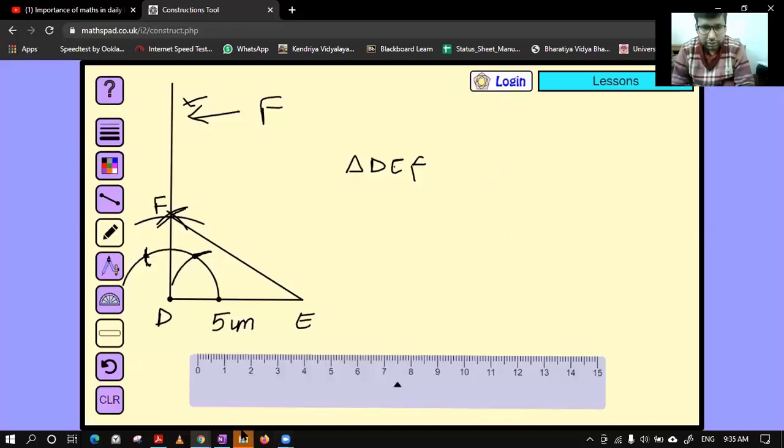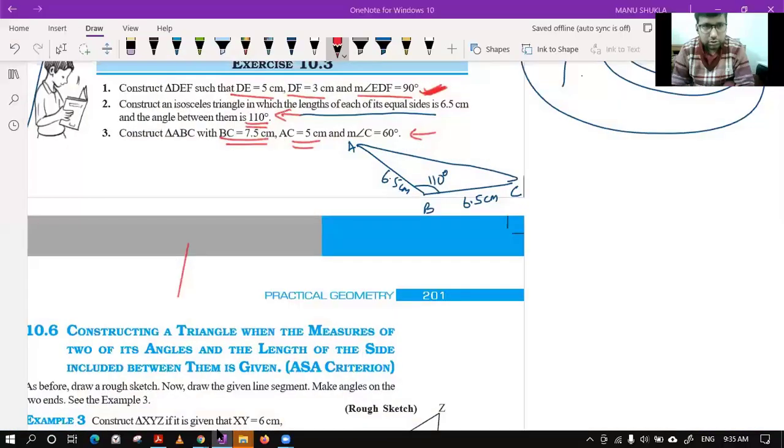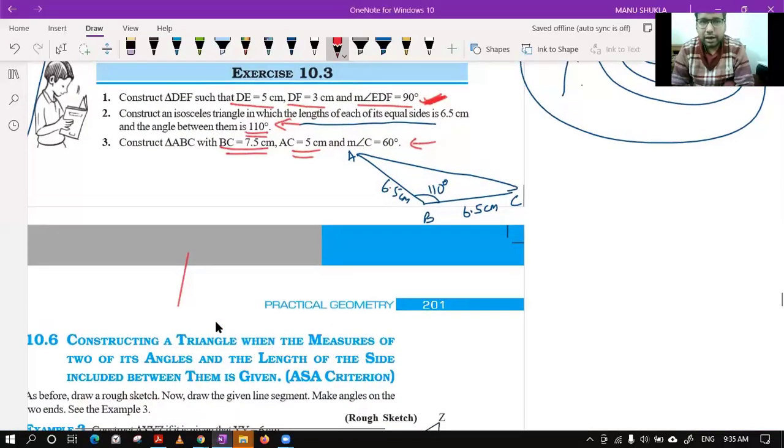Okay. Now let's see the question number second one. Construct an isosceles triangle in which the lengths of each of its equal sides is 6.5 and the angle between them is 110. Although we can draw 110 degree angle using compass, right now you have to do it using protractor. At the last, after doing all the concepts, just remind me, I will try to explain to you how to make 110 degree angle using compass. Okay, but right now we will do it with that protractor.